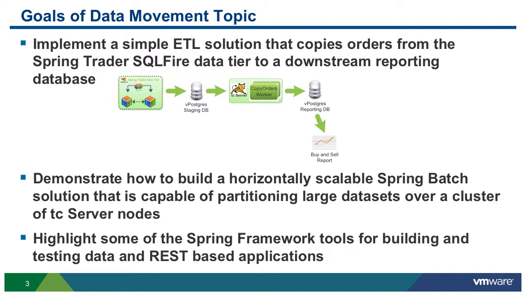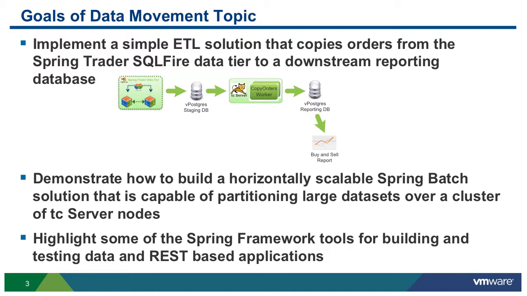First goal is to implement a simple ETL solution that copies data from the Spring Trader SQLfire data tier to a reporting database, and then be able to bring up a simple report of historical buy and sell orders based on that reporting database. You can see there's a simple image here showing the movement from the SQLfire data tier to a staging database in vPostgres, and then there is a Spring Batch job deployed in a TC server cluster as worker applications that are responsible for copying the data to the reporting database.